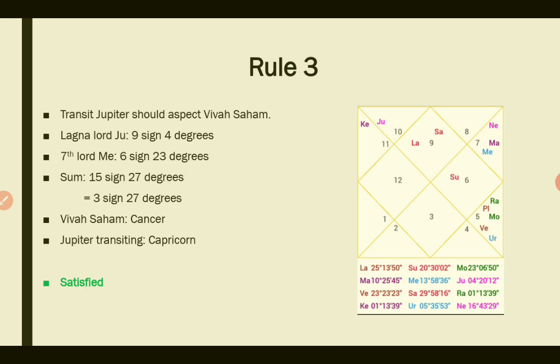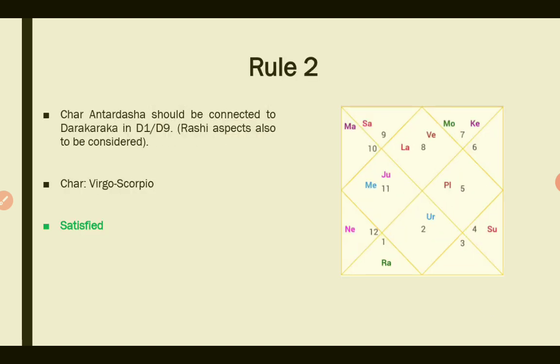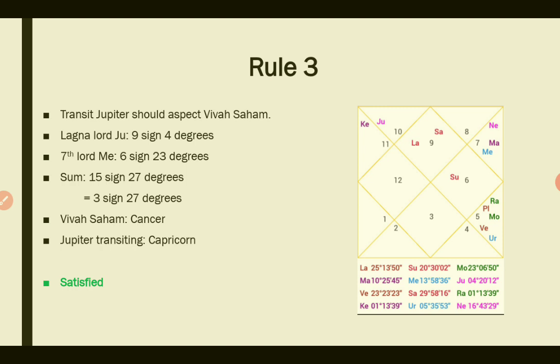During the day of marriage, Jupiter was transiting in Capricorn. Be careful, this is not the transit chart, this is the actual D1 chart. If we look back at the transit chart on the day of the wedding, note that Jupiter is transiting in Capricorn and Saturn is transiting in Scorpio. Let us go back. Here we see that Jupiter in Capricorn will aspect the Vivaha Saham, that is Cancer, by its 7th aspect. So this rule is also satisfied.